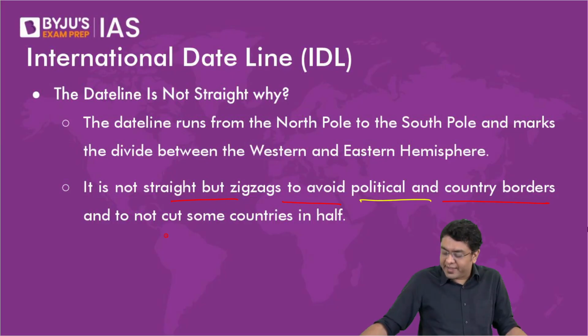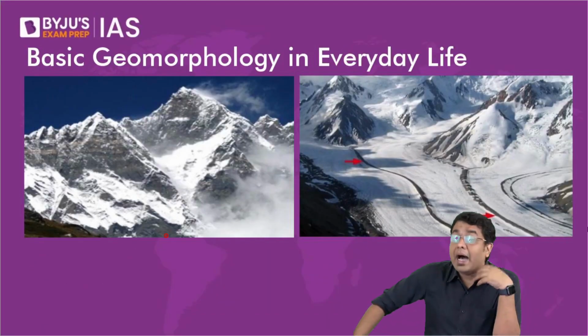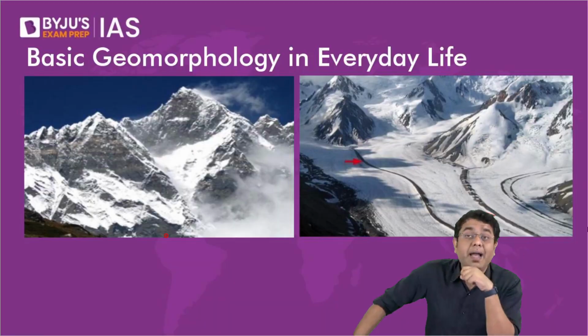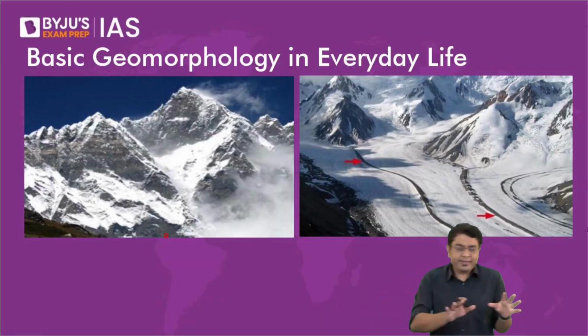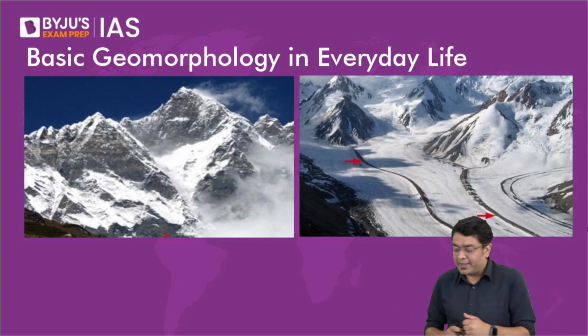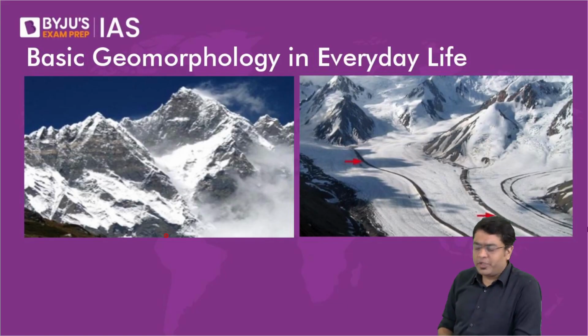Cryosphere is basically the areas across the planet which are permanently frozen, for example the high altitude areas, the region to the top of the Himalayas. Those are referred to as cryosphere. So here we have the basics of geomorphology that you will be introduced to in various different parts.